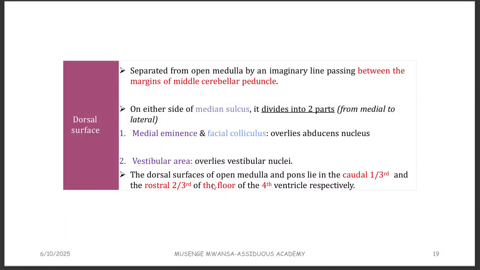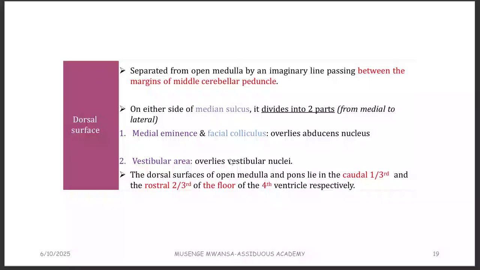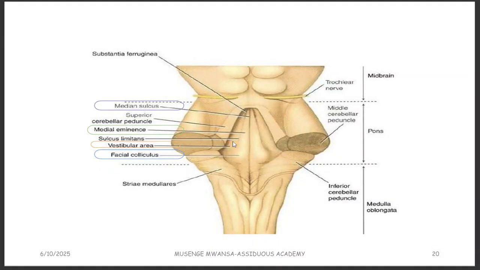And then, so the dorsal surface of the open medulla and pons lie in the caudal one third and rostral two-thirds of the floor of the fourth ventricle. In other words, the dorsal aspect of the open medulla and the pons is where we're going to find the fourth ventricle. But the open medulla will only form one third of that covering, and then the pons will form two thirds because it's much bigger. Okay, you can see the pons will form a much bigger area that is covered in the fourth ventricle.